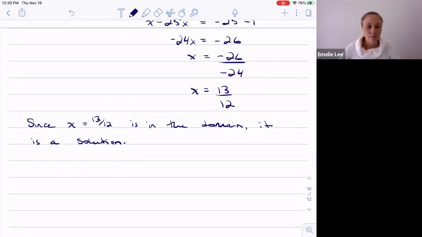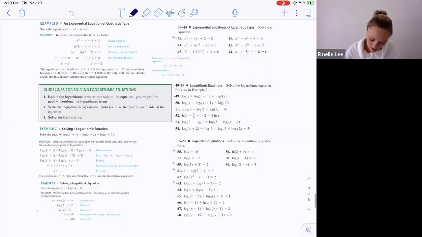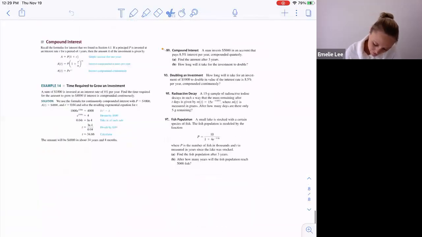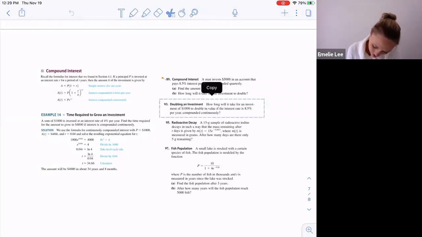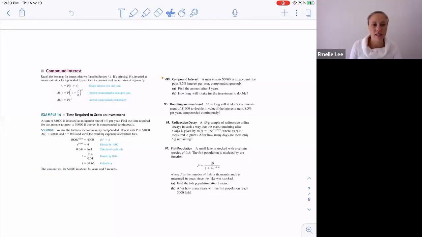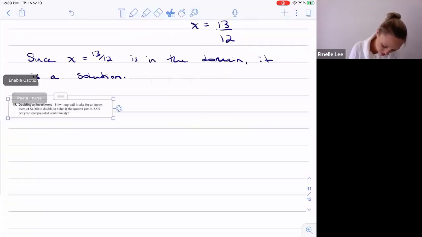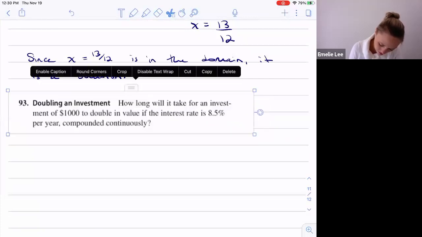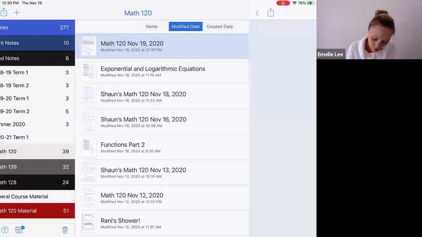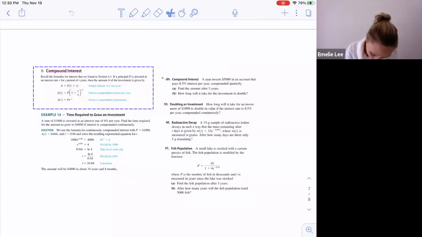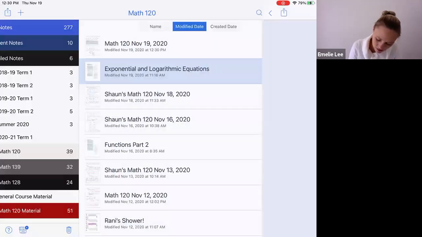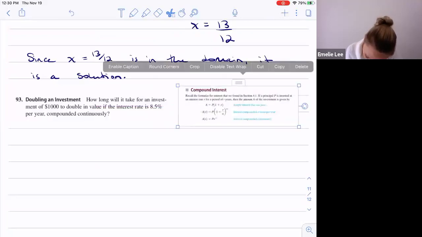All right. So let's do just 2 word problems here, and then I'll let you go for today. How about that? First, I'm going to do 93, and then we're going to finish with 97. I put the equations that we need here on the side, so I'll bring those in as well.